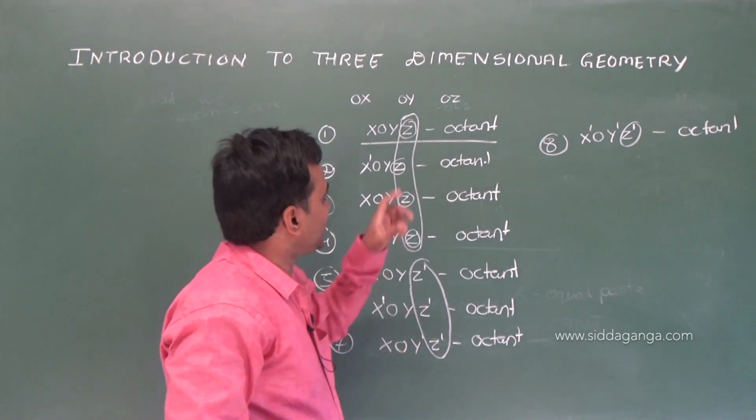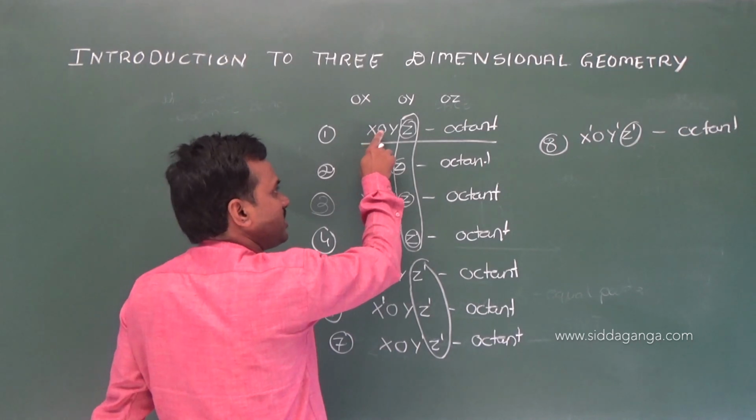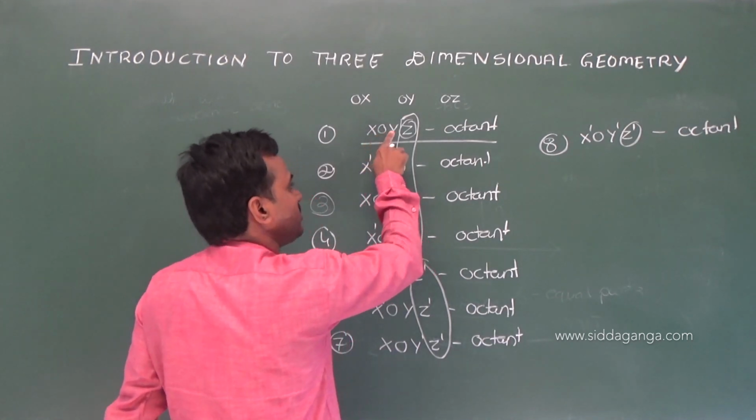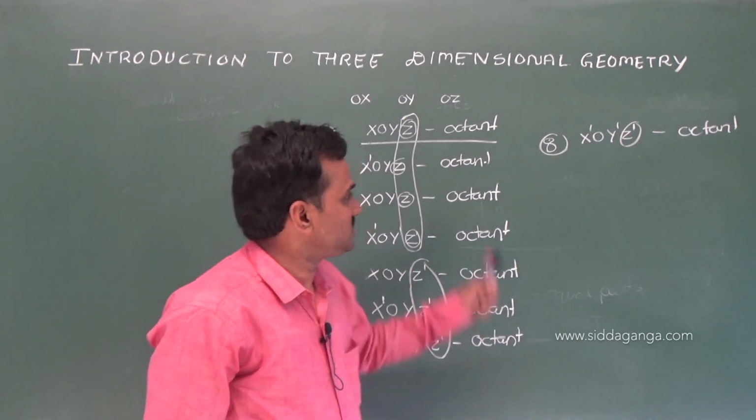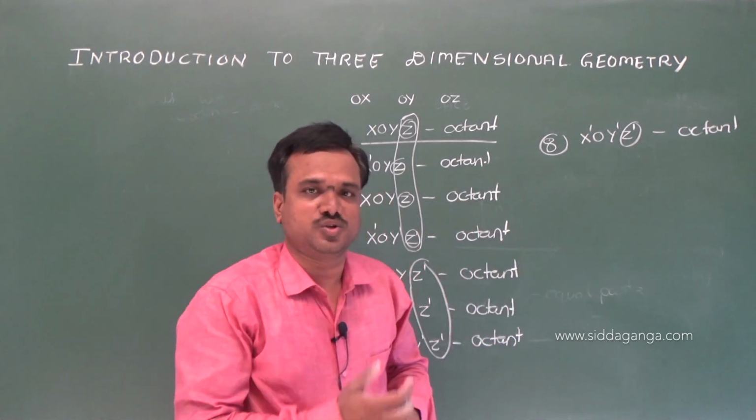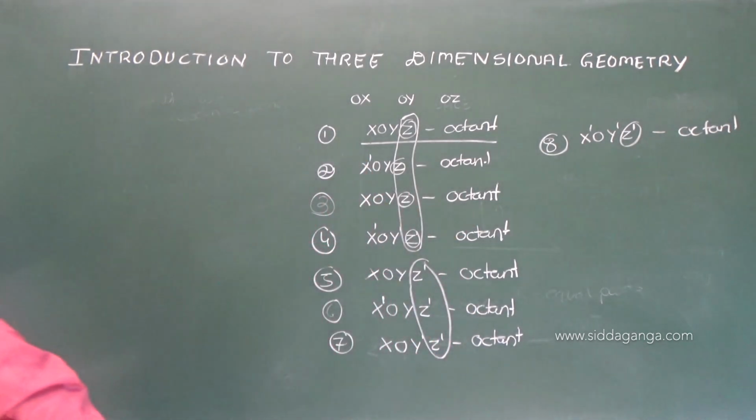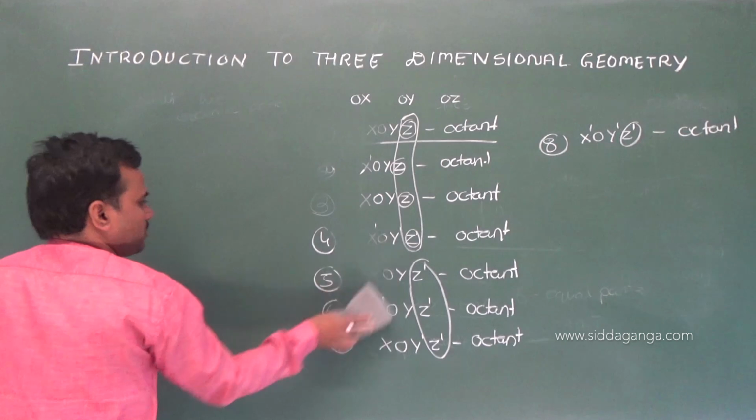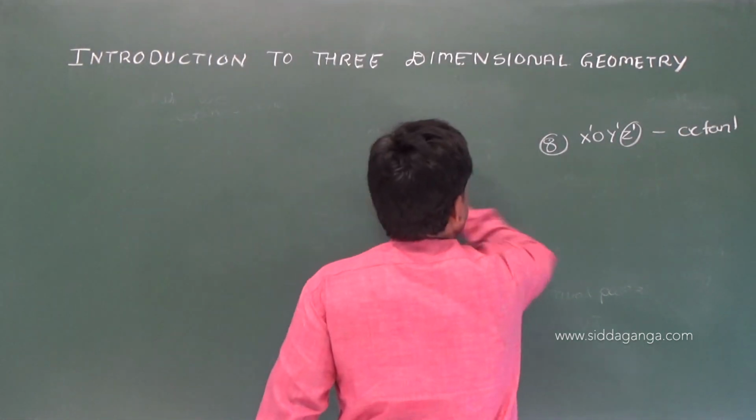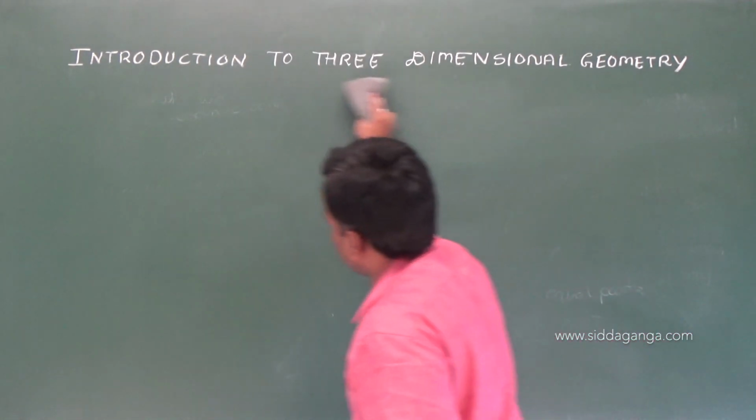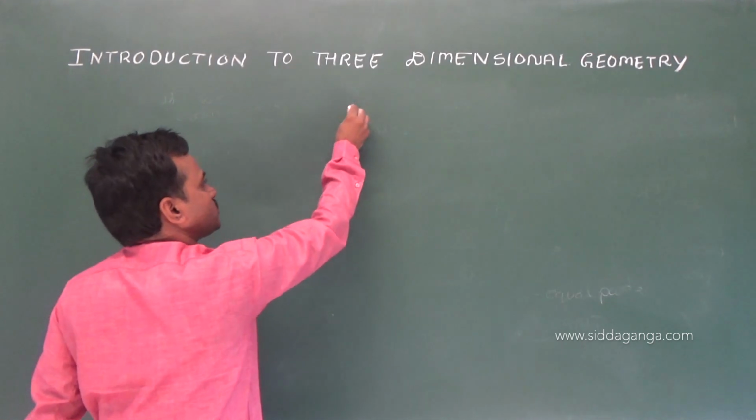So octants are denoted by, first we write X, then the intersection point, then Y as well as the Z coordinate, Z axis. These are all called octants. So octants are very important. After knowing the octants, a very important point is how to represent a point in space.